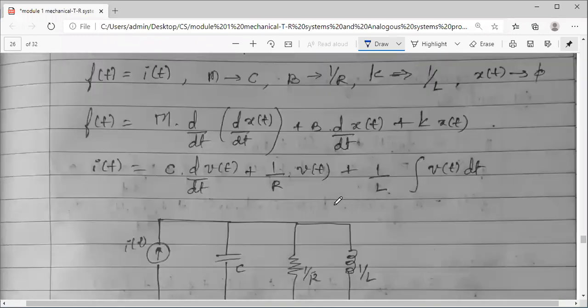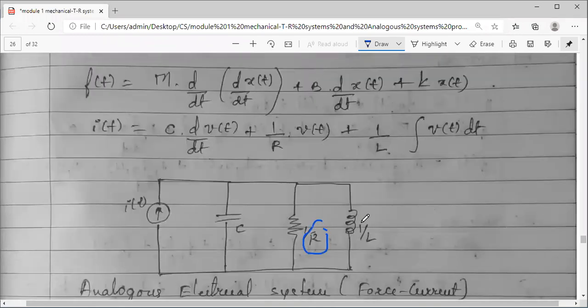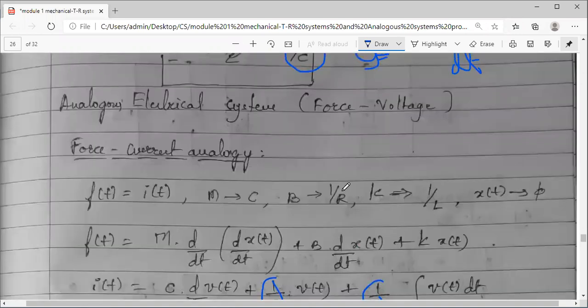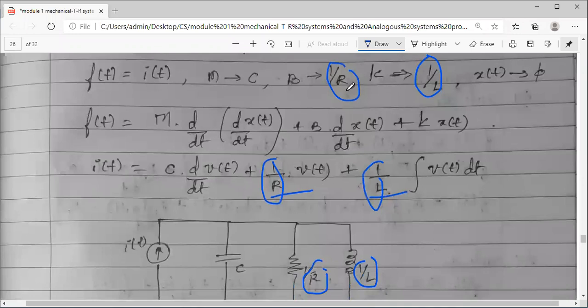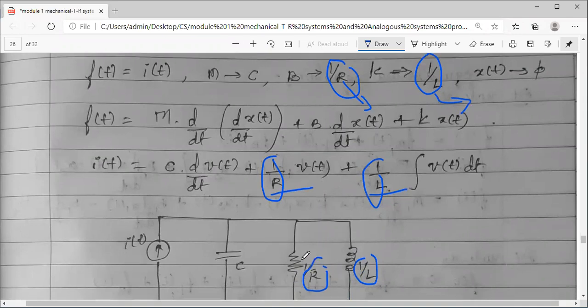Even here I have written 1 by R and 1 by L, from the equation, as we had 1 by R and 1 by L in those values. However, it is better to use L and R directly, because those are our basic elements in electrical networks. I wanted to clarify this confusion.